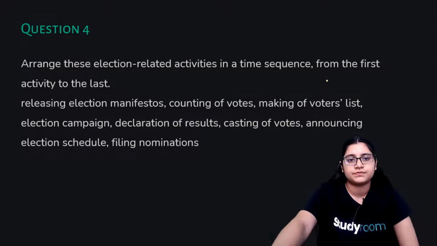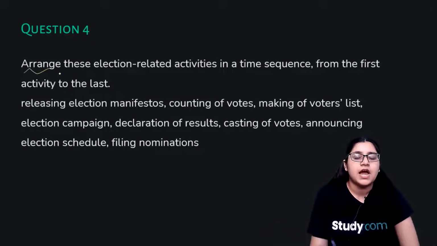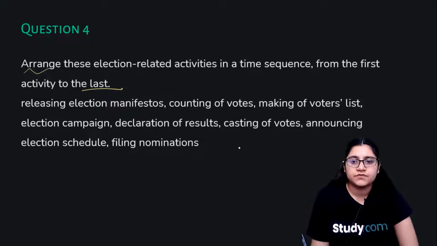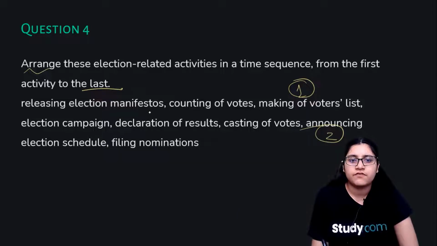Now the fourth question is about arrangement. Arrange these election-related activities in a time sequence from the first activity to the last. So the first activity should be making of the voters list. Second would be announcing of the election schedule. Third is filing of nominations.